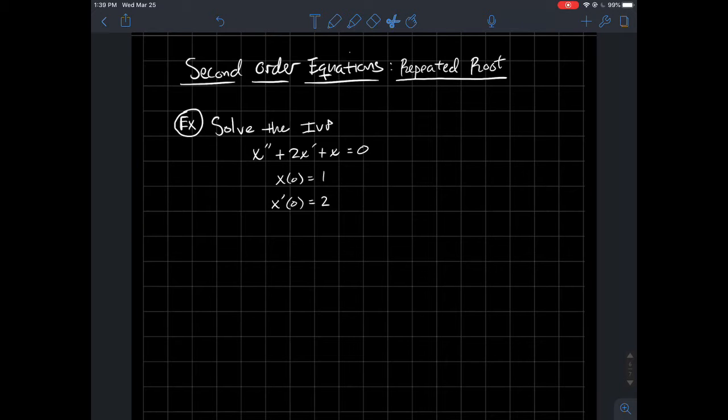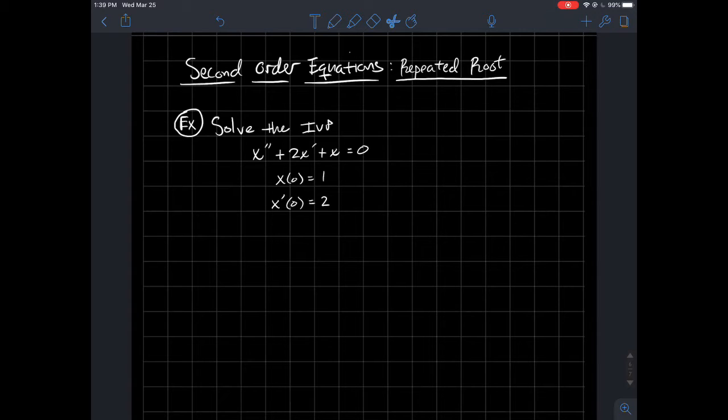This is a video about second order equations that have repeated roots. So I'm just going to try to describe what you do just through an example. We're going to solve this initial value problem, x double prime plus 2x prime plus x equals 0, with the two initial conditions that x of 0 is 1 and x prime of 0 is 2. Remember, x is a function of t.